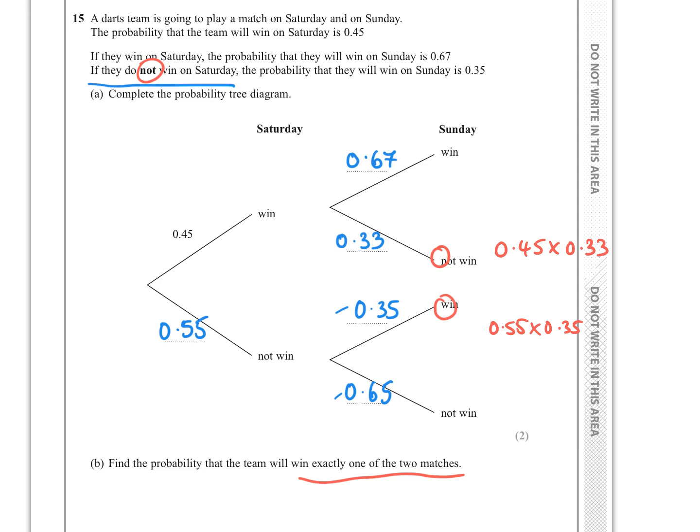So 0.45 times 0.33, that's 0.1485. And then 0.55 times 0.35, that's 0.1925. And then all we do is we just add these ones up. So let's see what we get. And I get 0.341.